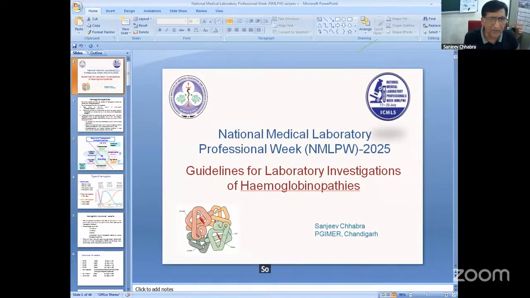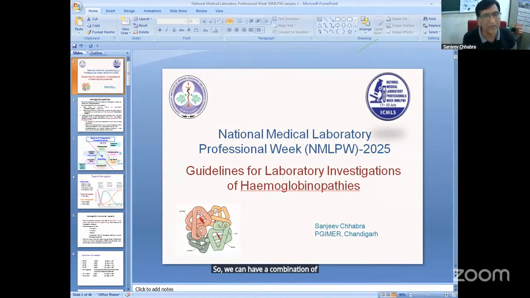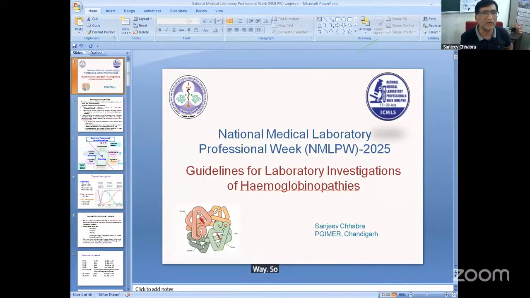Anyone can have a combination of two or more of these abnormalities. A person can have a quantitative as well as a qualitative disorder. A person can have a thalassemia along with HPFH. So we can have a combination of these, or one can have a single defect also. Some thalassemias can arise from a variant, when an unstable variant is there, like HbE. These are basically single gene disorders, transmitted in an autosomal recessive way. So this is the spectrum of all hemoglobinopathies.